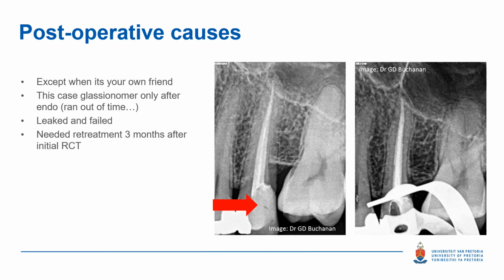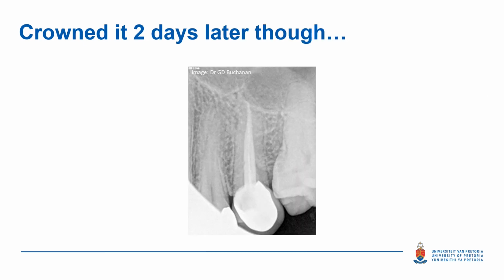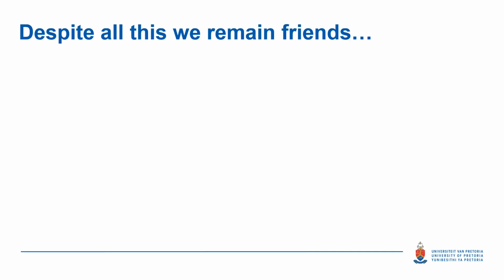Glass ionomers are not good for a long-term seal, and you won't have this kind of problem if you restore the tooth definitively with composite. So in this case, I did the retreatment, placed a composite build-up core immediately because it needed a crown, and then I crowned it 2 days later to prevent that from happening a second time. So it's okay to make mistakes, but do learn from the mistakes that you make. And despite all of that, we still remain friends.